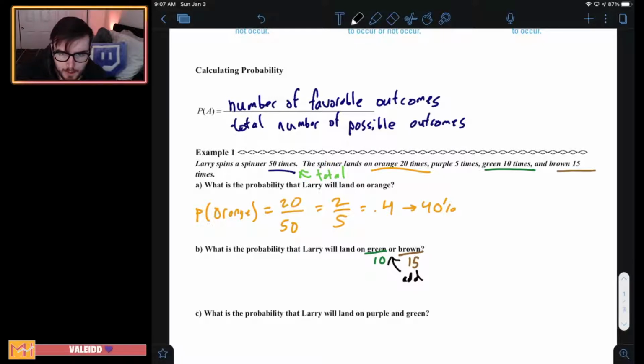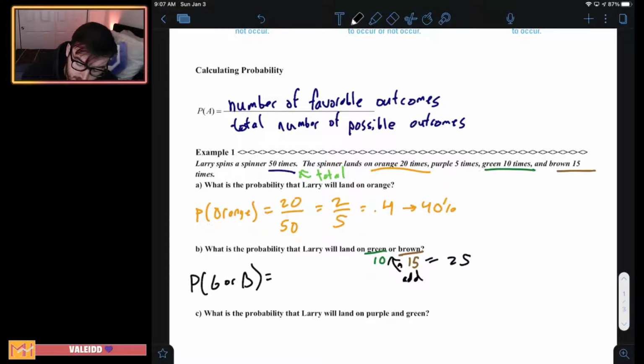It's not only green. It's not only brown. I don't care which one it is. So I've increased the favorable outcomes. We're going to add these two together. There are 25 favorable outcomes, green or brown. So the probability, I'm just going to stick with black here, of green or brown is 25 favorable outcomes out of the 50 spins, which just reduces to a half. Or you could say 0.5, or you could say 50%.